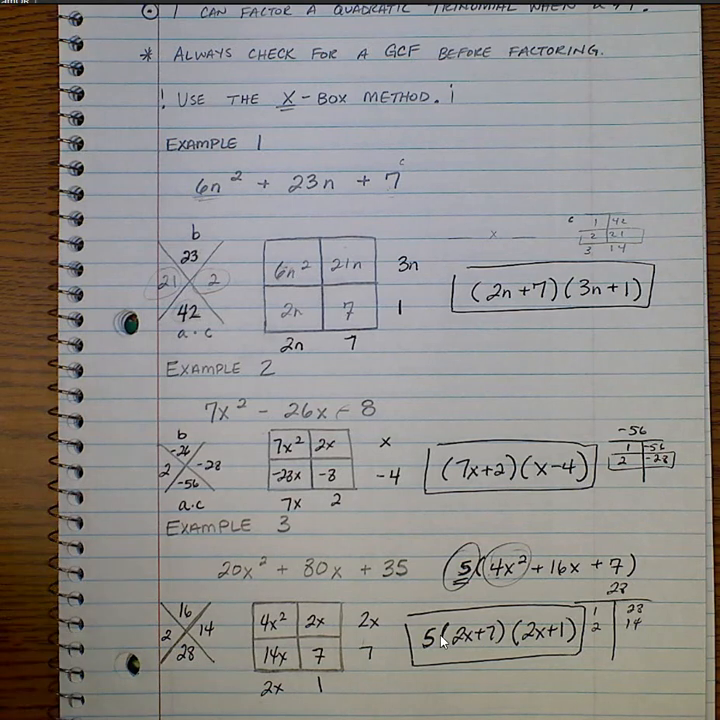Okay? Factoring by grouping also works the same way. So if you liked factoring by grouping last time, remember it's the same thing. Don't use the box. 7x squared plus 2x minus 28x minus 8 and do the groups. Box method is essentially just grouping in a different package.